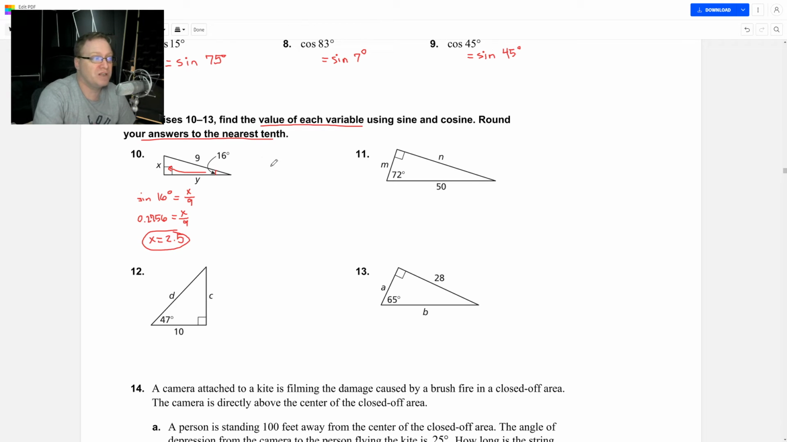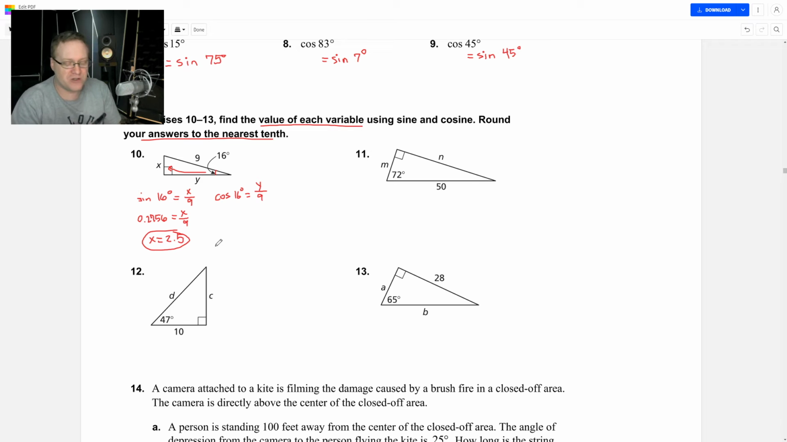Good, but we also need to find y. Now y is this one, which is adjacent to this angle. So now we're going to use the cosine, because the cosine of 16 degrees is going to have to equal the adjacent over the hypotenuse. So y over 9. So this is going to equal y over 9.